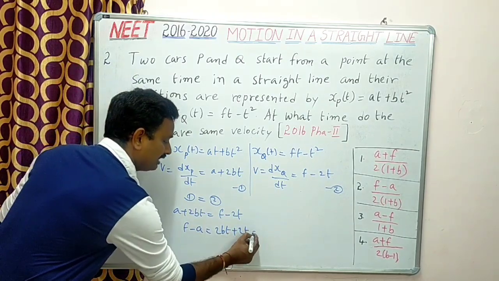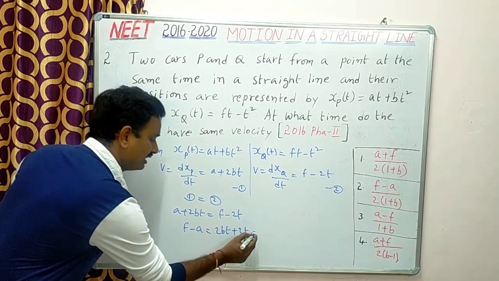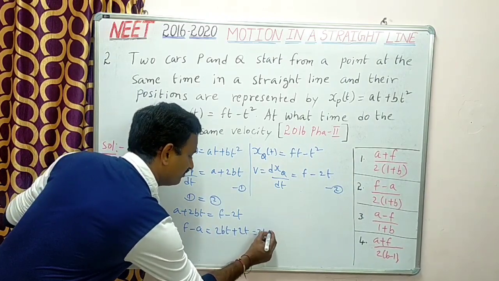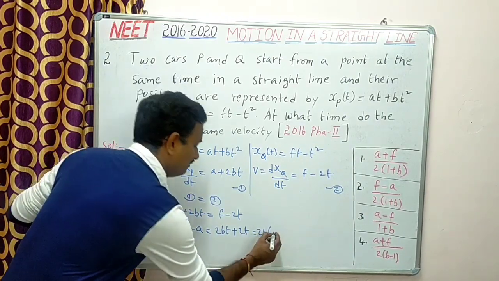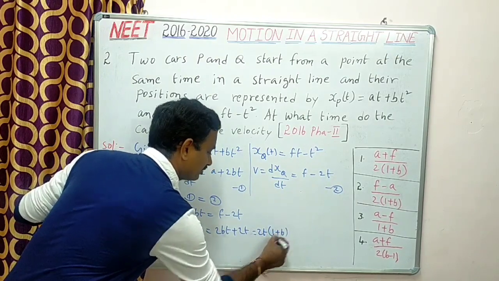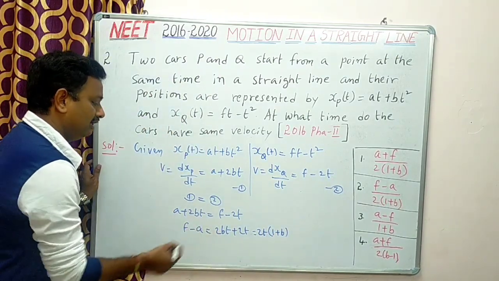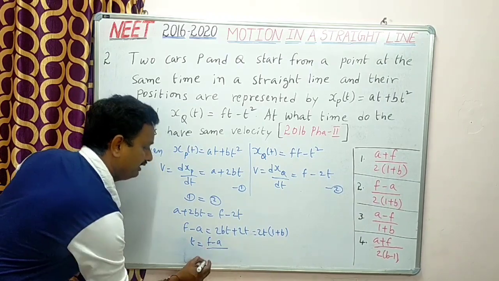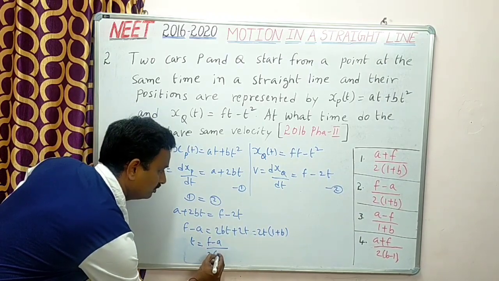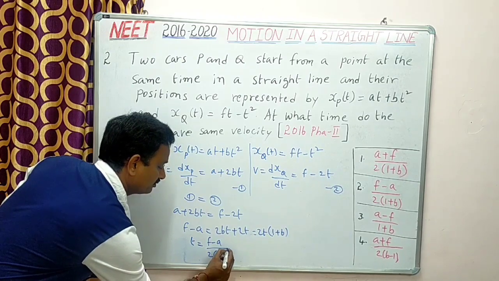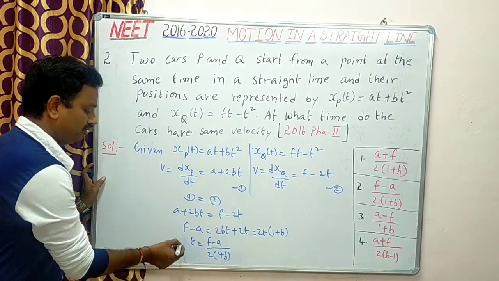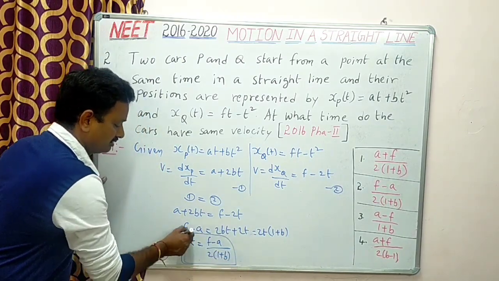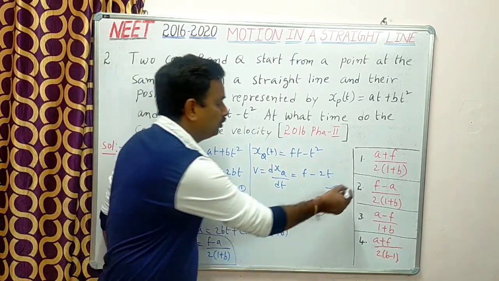Okay. Here if I write 2t commonly outside, what will I get? 2t, if I write commonly outside, I will get 1 plus b. Okay. From that, time t equals f minus a by 2 into 1 plus b. Okay. So if you observe the options, option 2 is the answer.